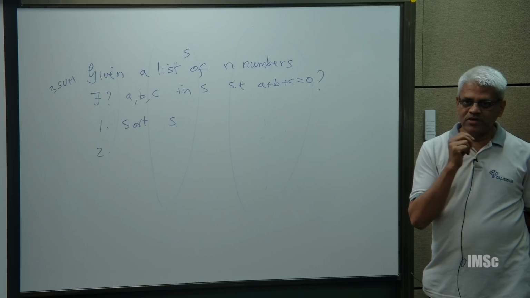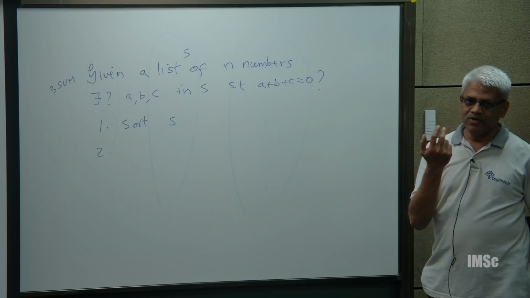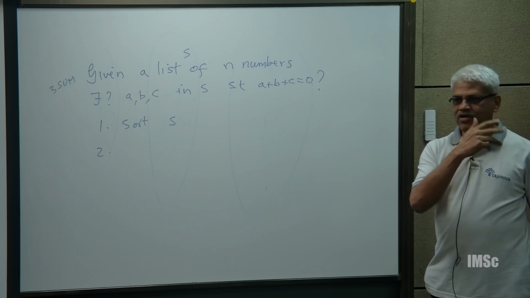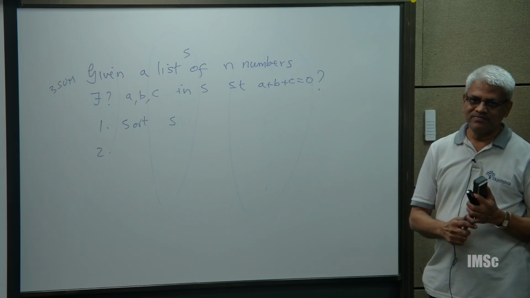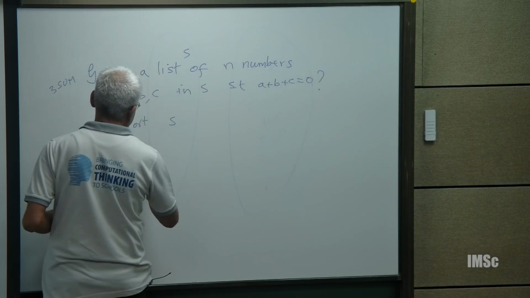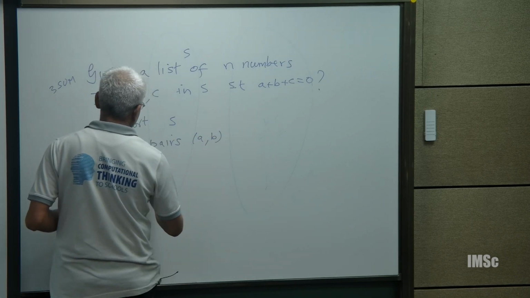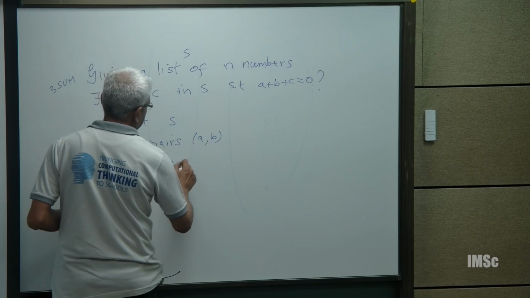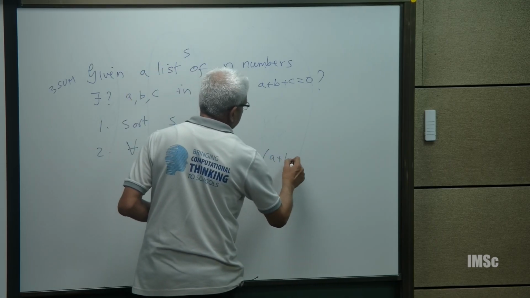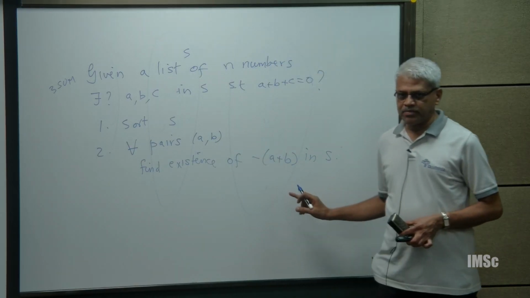Instead of picking triples, suppose I pick pairs, and then what can I do? The complement in the numbers. Exactly. So minus of a plus b should be there. Very nice. And how do I find that? So what she is saying is, for all pairs a, b, find the existence of minus (a plus b) in the set S. If you find it, then you know that there exists a triple.